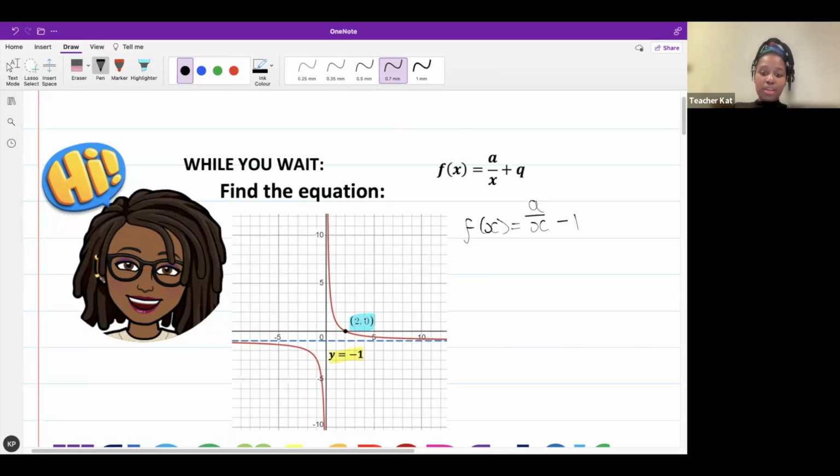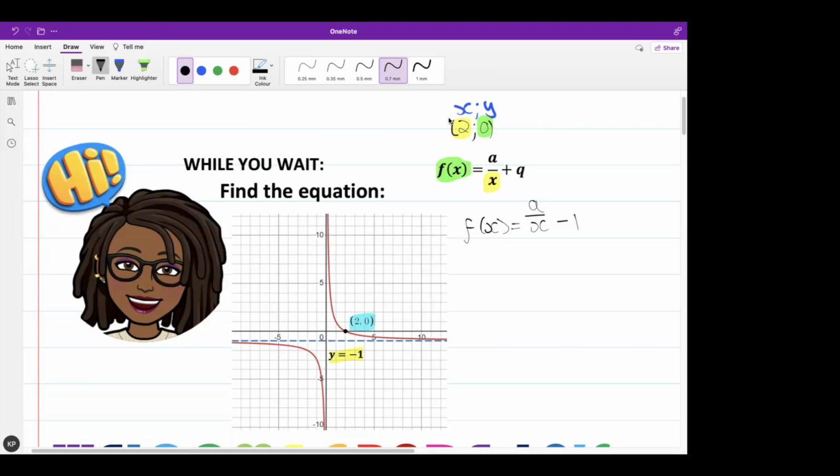Okay, now we've been given a point (2, 0). And just to remind us, points have an x component and a y component. So we can substitute my 2 wherever I see x, and we can substitute my 0 where I see a y or f(x). I'm hoping you guys know that f(x) is the same as y. All right, so we're going to do that now and see where that takes us. So then 0 is equal to a over 2 minus 1.